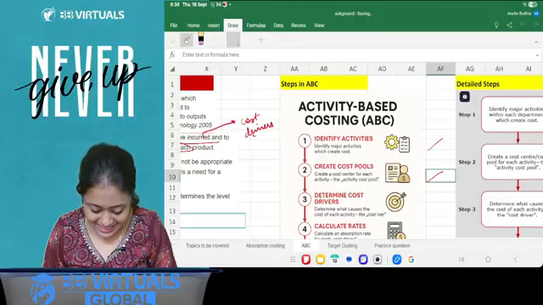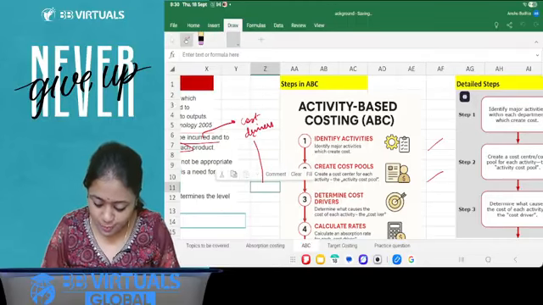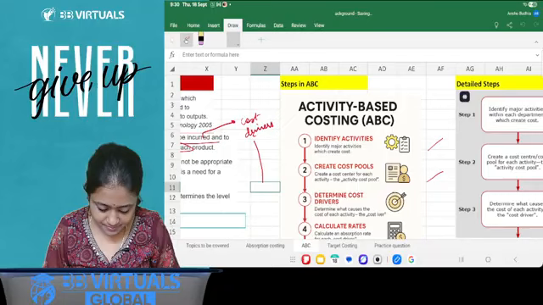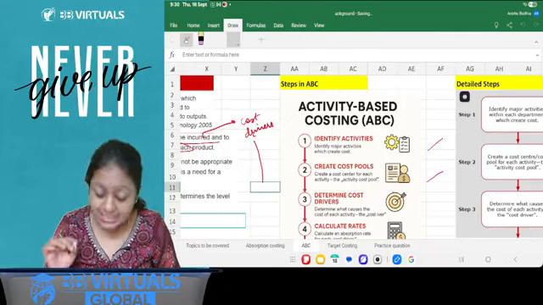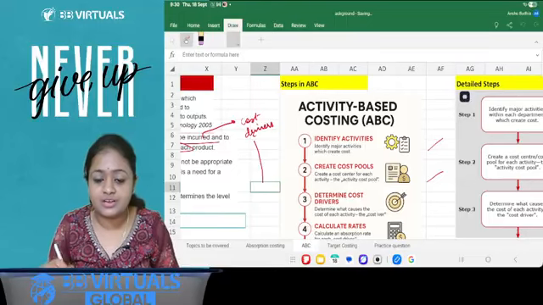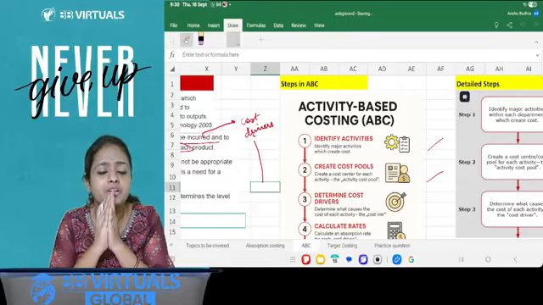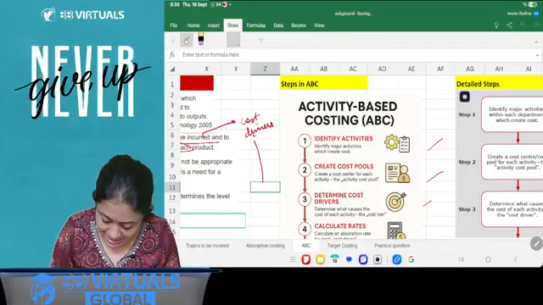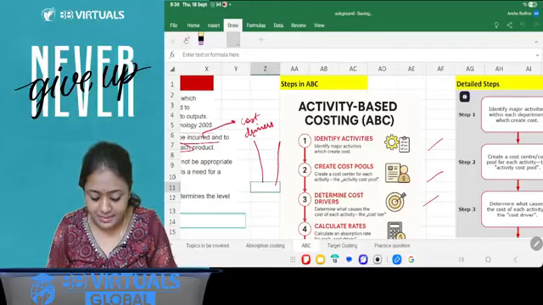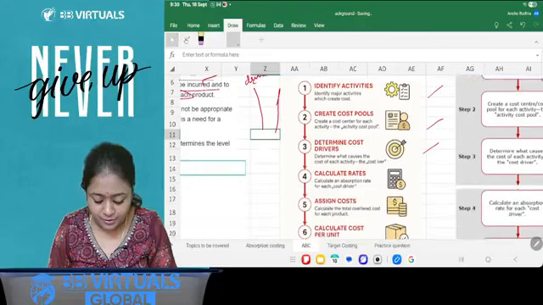Okay, now the second is creating the cost pools. Third is determining the cost drivers. Now we know about it. We have spoken a lot about it. This I have summarized so that everything is at one place. Now, things will become very easy for you.